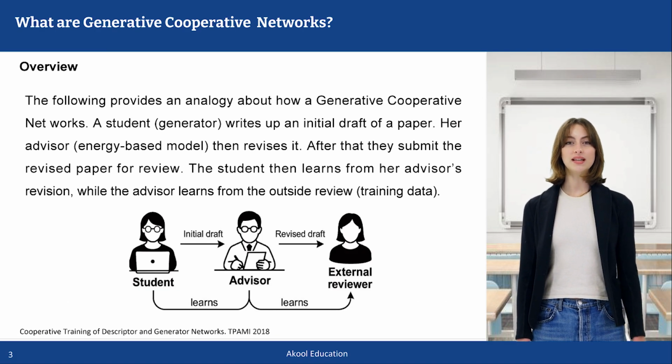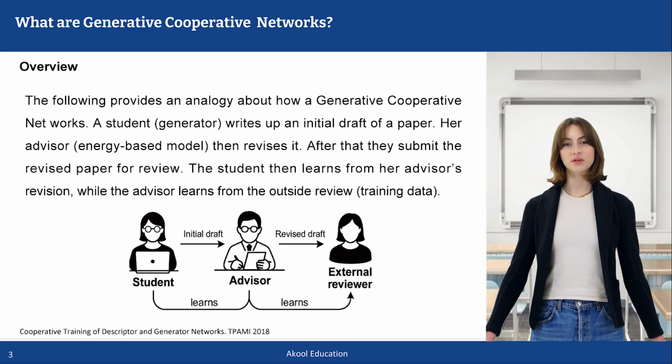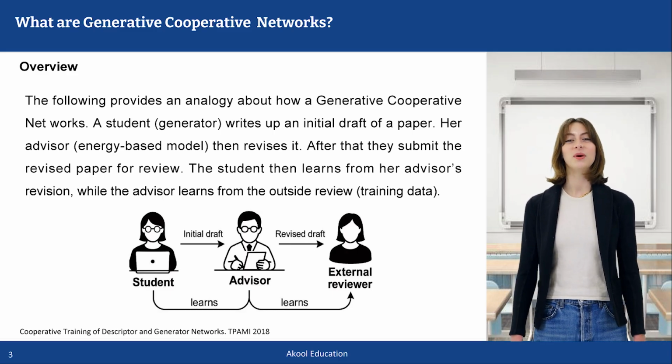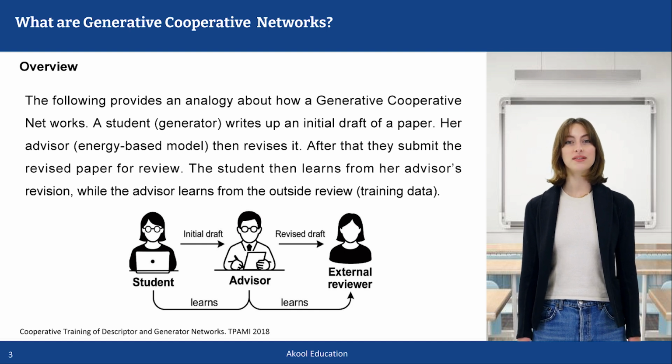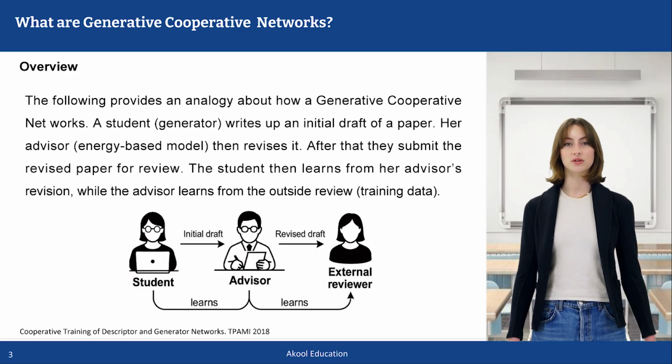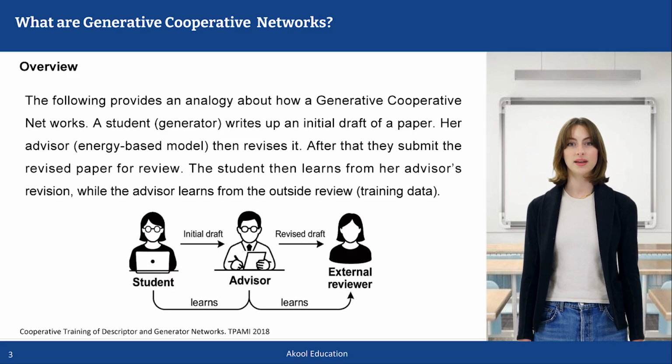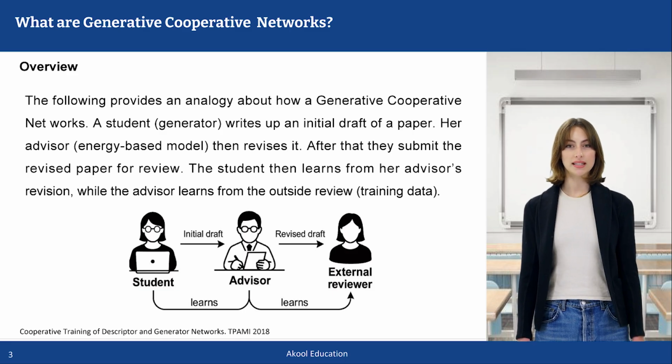To better understand how generative cooperative networks work, let's consider this analogy. Imagine a student who writes an initial draft of a paper. The advisor then revises it, and they submit the improved version for review. The student learns from the advisor's revisions, and the advisor improves based on feedback from the reviewers. The advisor guides the student, but the student does most of the work. This captures the core idea of generative cooperative networks.